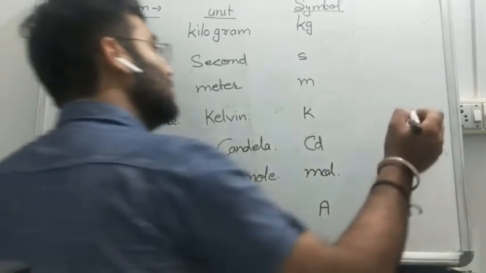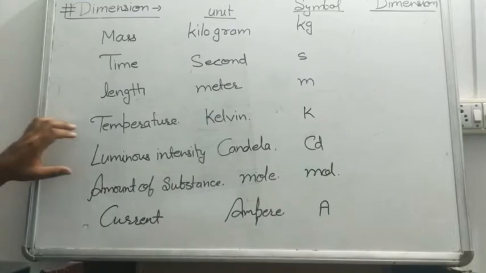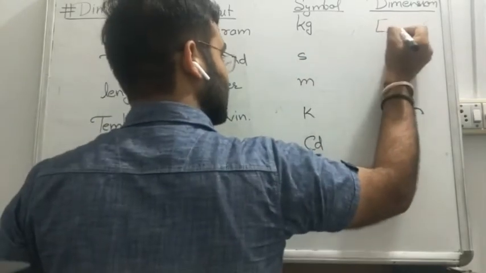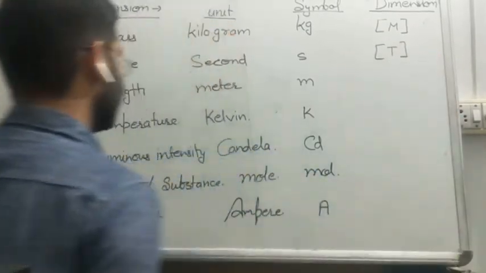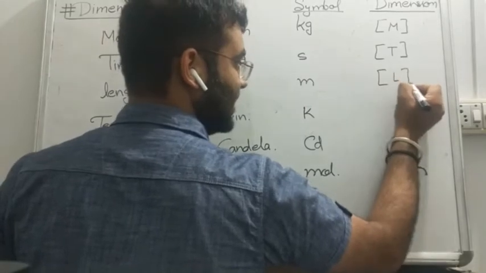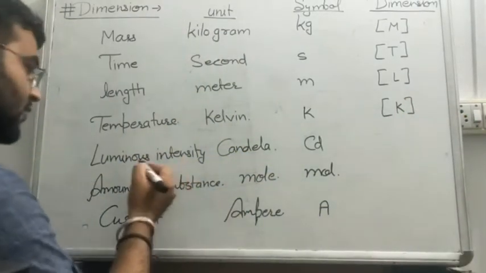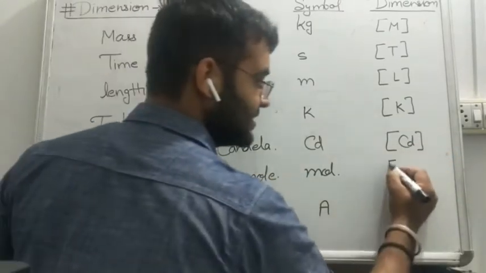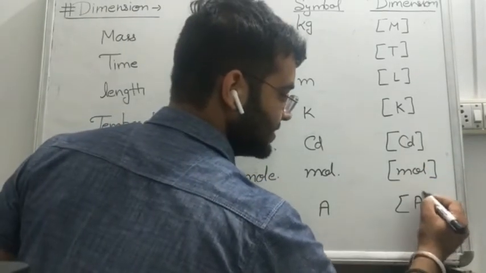Now if we write all the units, all the base quantities according to dimension, then it should be written. For mass, the symbol is capital M. For time, the symbol is T. For length, the symbol is capital L. For temperature, the symbol is capital K. For luminous intensity, the symbol is same, cd. Amount of substance, symbol is same, mol. And for the current, the symbol is same, that is capital A.